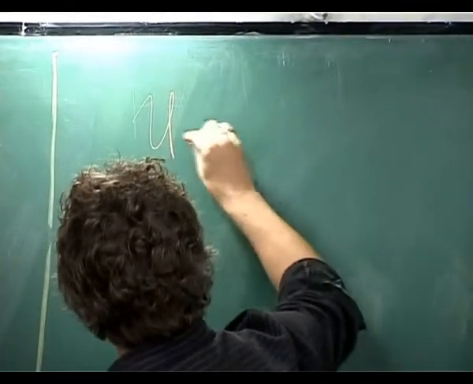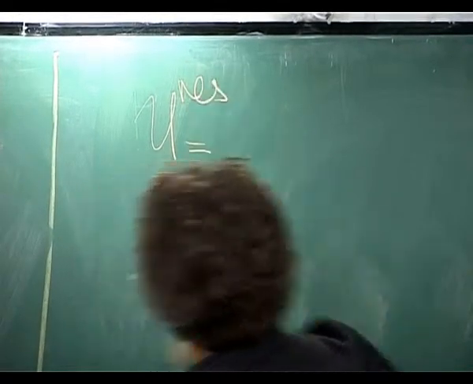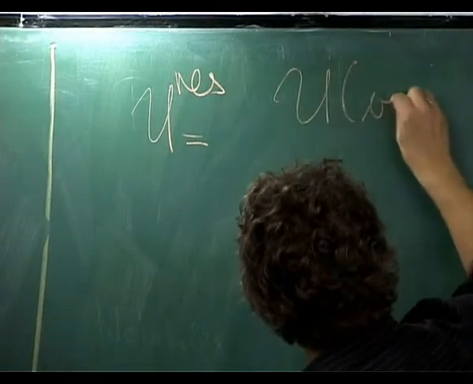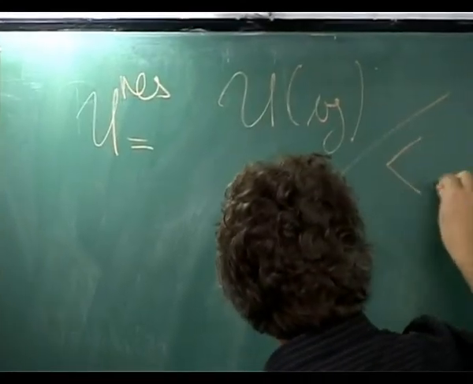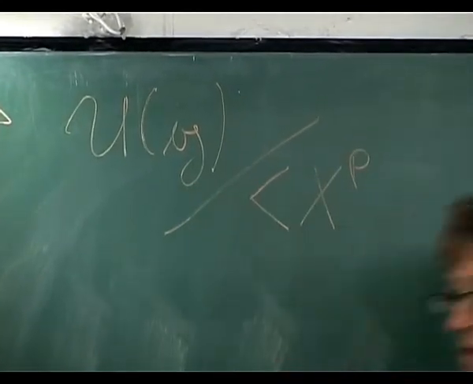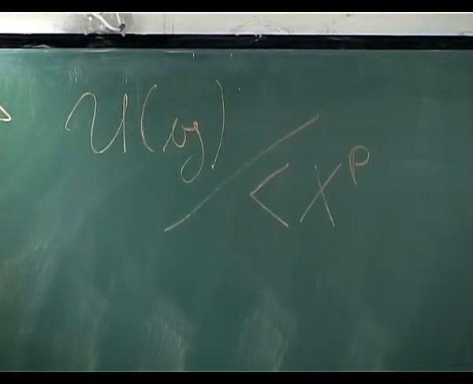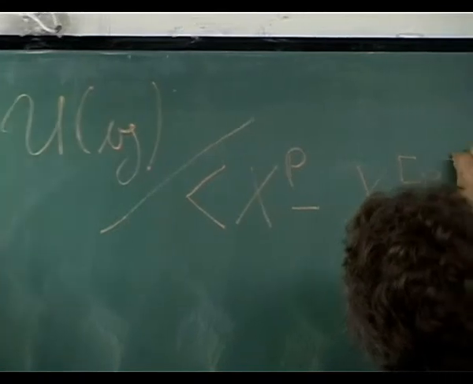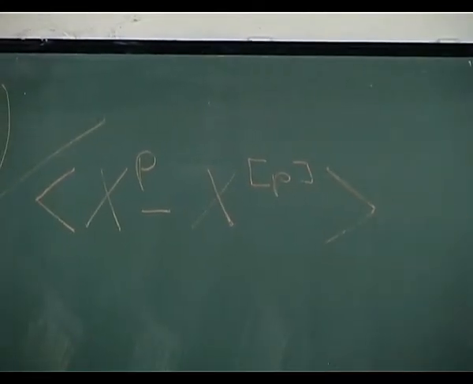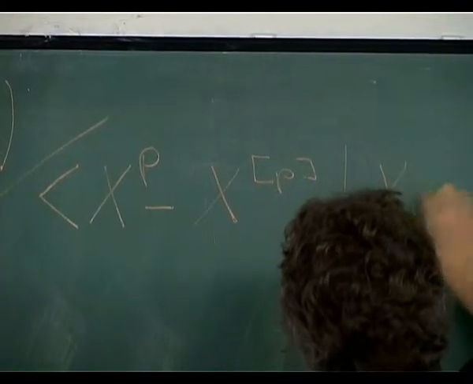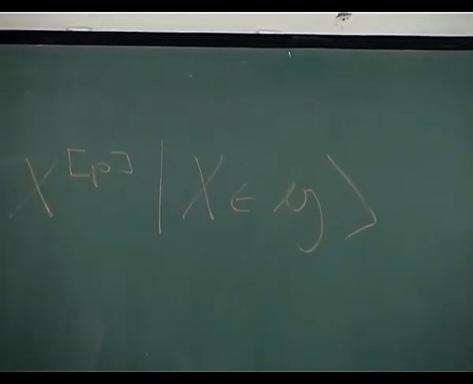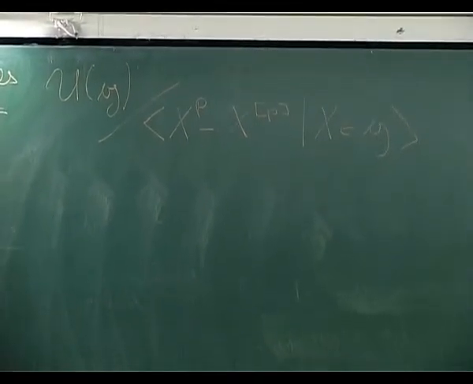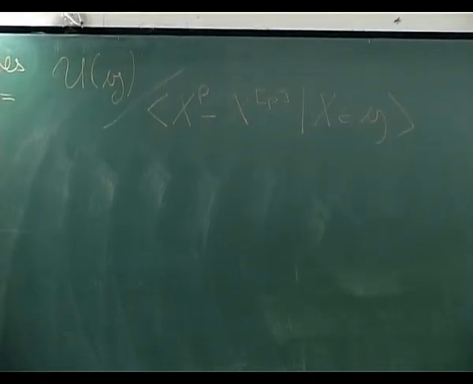So let's define U restricted to be the following quotient. This is the universal enveloping algebra of the Lie algebra divided by the ideal generated by everything that acts by 0 anyways on all modules that come from the group, x to the p minus x to the p, the ideal generated by these elements, for x in g. This is the restricted enveloping algebra.